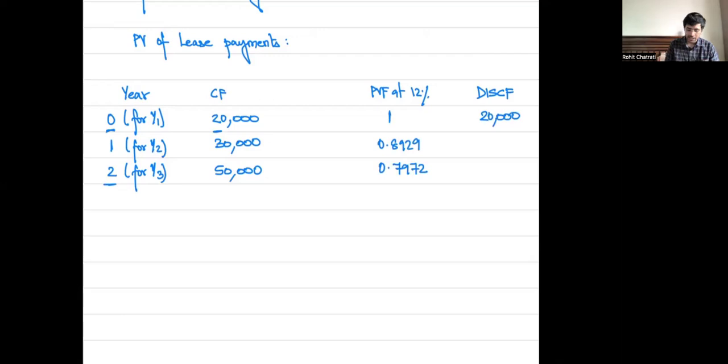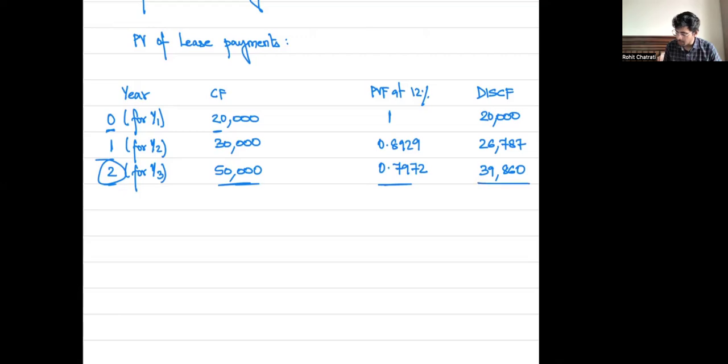You don't need to calculate that. For the second year, it will be 30,000 multiplied by 0.8929, which is equal to 26,787. And for the third year payment, it's going to be 50,000 multiplied by 0.7972, which is equal to 39,860. Remember, the payment is still for the third year, but while calculating the discounted cash flow, you're assuming that the payment is being done at the end of year 2 or beginning of year 3. That is the reason the present value factors are calculated based on 1 divided by 1.12 the whole square, and this is 1 divided by 1.12 to the power 1.